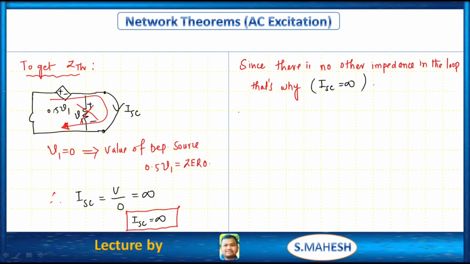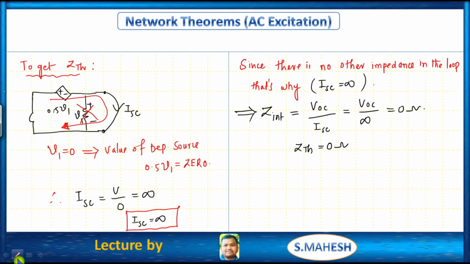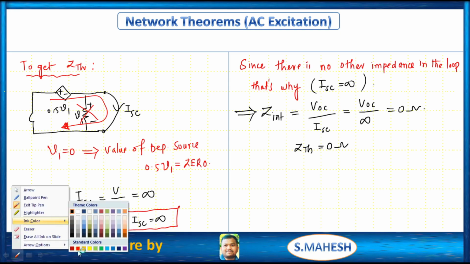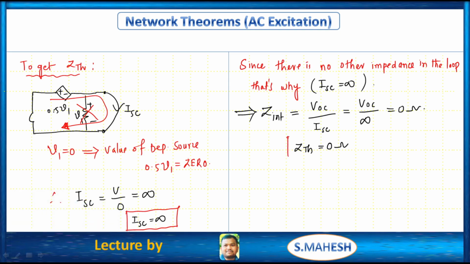Next we have to calculate ZTH, which is equal to VOC by ISC. What is the value of VOC? We have some value, right? But ISC is infinite, so finally ZTH is equal to 0 ohms. See, ISC is infinite, ZTH is 0 ohms.